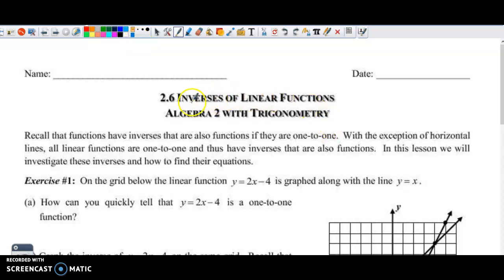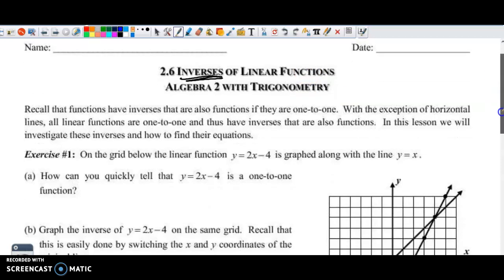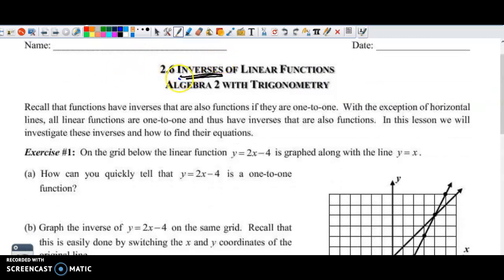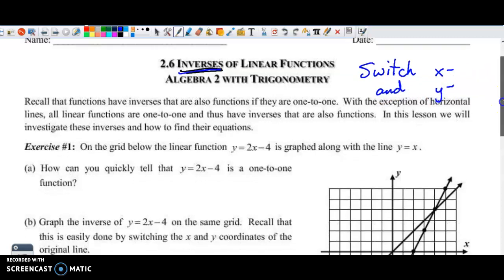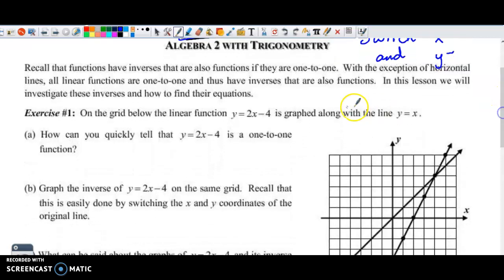All right, we're going to get into inverses now of linear functions. And you may remember inverses when we learned about them earlier when we talked about switching x and y. Because if we look at a problem like this, in order for something to be a function, you may remember that it needs to be a one-to-one function.